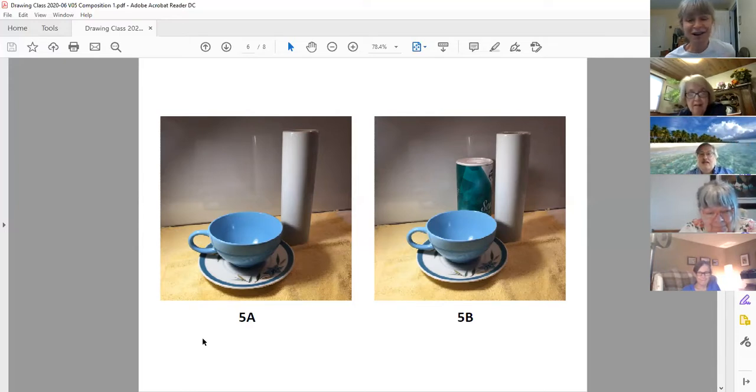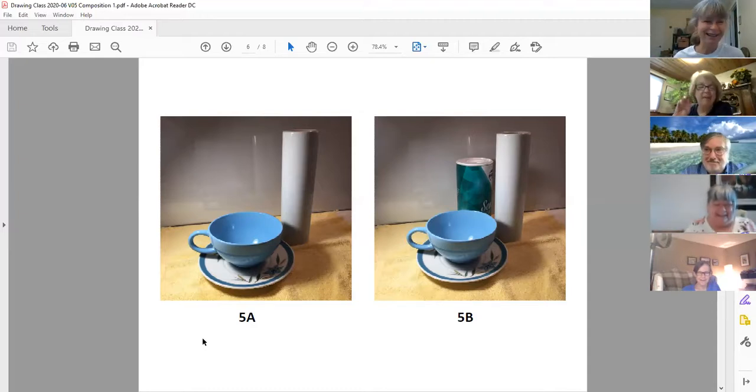Anyone else have any other comments? Well, I was just going to say that because I've taken watercolor classes, and the instructor always said it's better to have an odd number of objects in a drawing or a painting, like 3 or 5, as opposed to an even number of objects. So that's what I remembered. So that's why I picked 5A. Okay. Anyone else have any other answers?